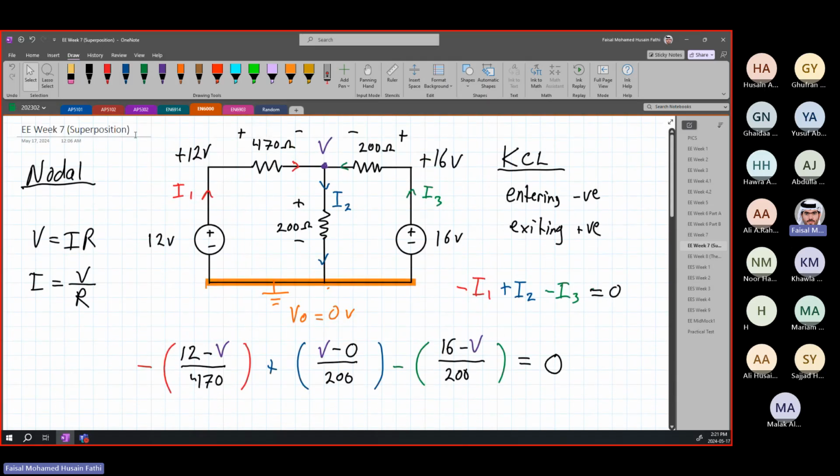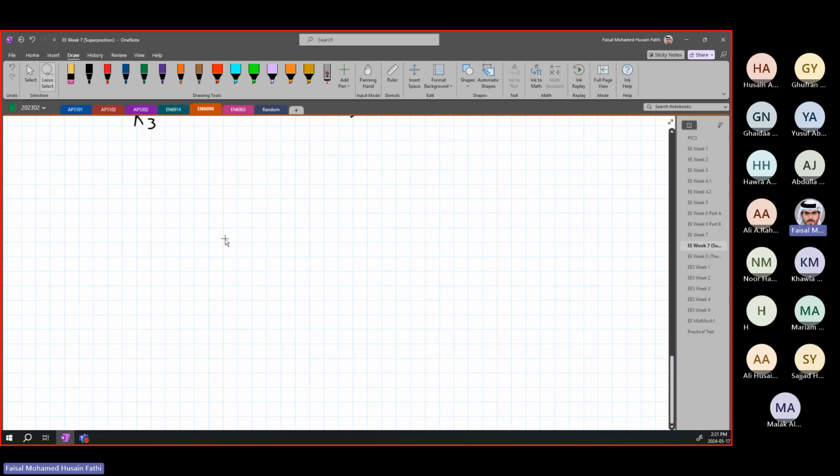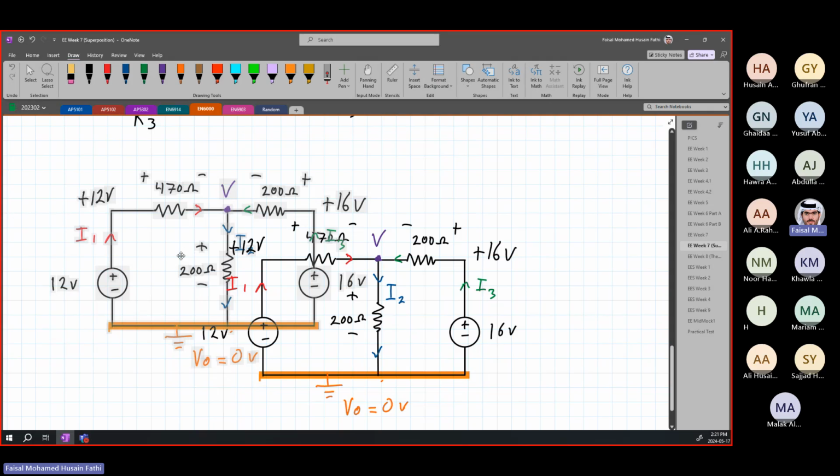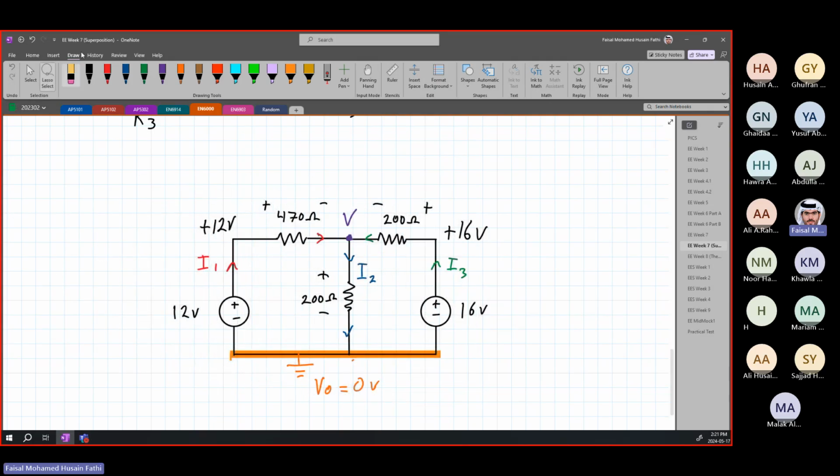For the exact same circuit, we can now solve it again using superposition instead of nodal. Superposition is simply another way of solving this, a different method for when you have more than one voltage source. So let me just copy paste this down here. Now if we want to use superposition, okay, this is now superposition.